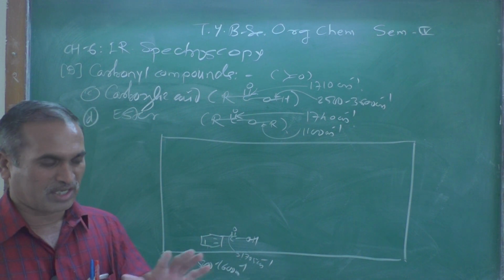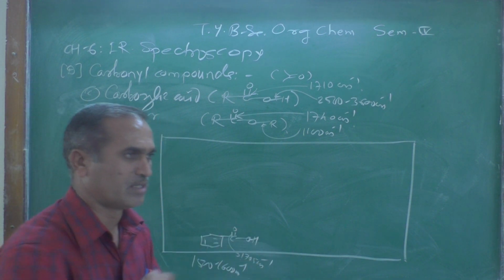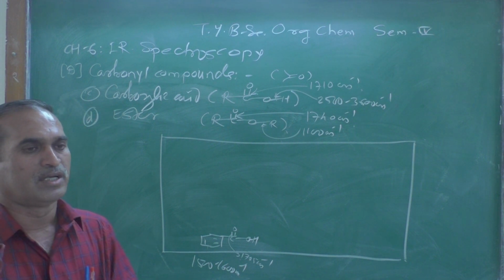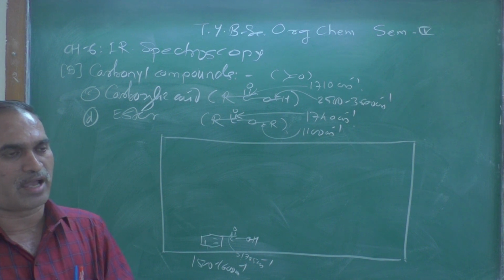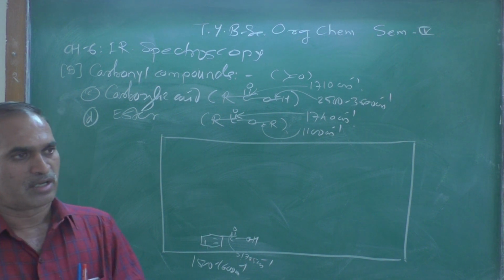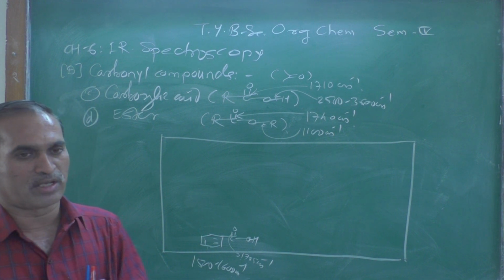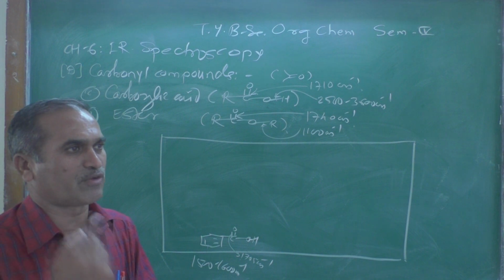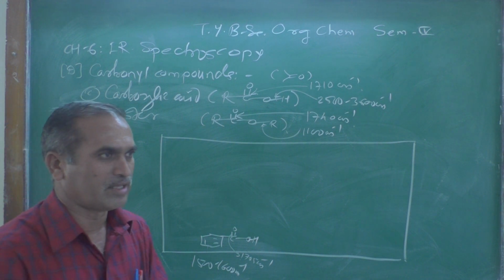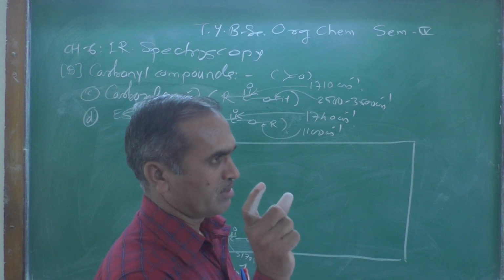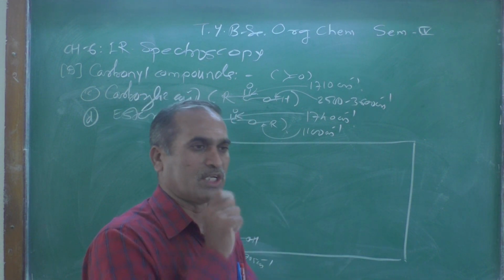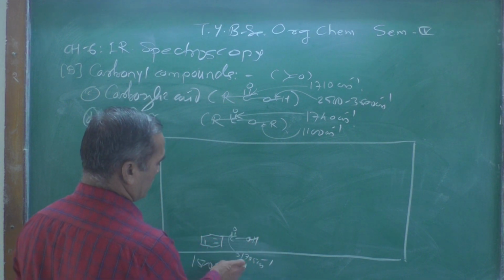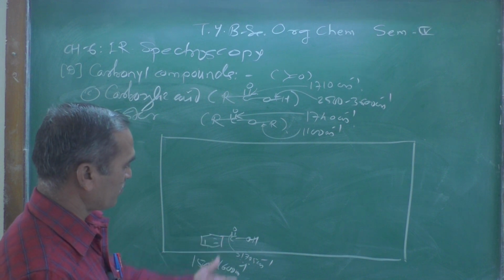So around 1700, the value is either raised or lowered depending upon a number of factors affecting the IR frequency, such as conjugation, hydrogen bonding, electron donating groups, and electron withdrawing groups. So these are the factors which either increase or decrease it. Those factors in detail we are going to discuss in our next lecture. But here just remember the prominent peaks.